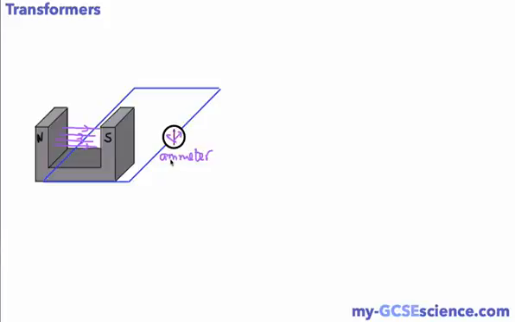Now this is the basic idea behind producing electricity. This is how electricity is produced in our power station. Obviously it's not just a single wire being moved through a small magnetic field like this, but this is the basic idea behind it.